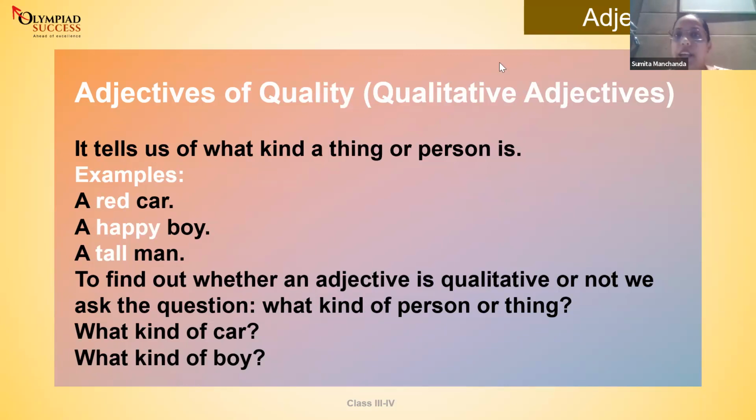Clear, children? Any question, any doubt anyone has? If you have not understood adjective of quality, I will explain again. If you have a doubt, please ask in the chat bar. Anyone, any question, any doubt? No doubt? Okay, great.